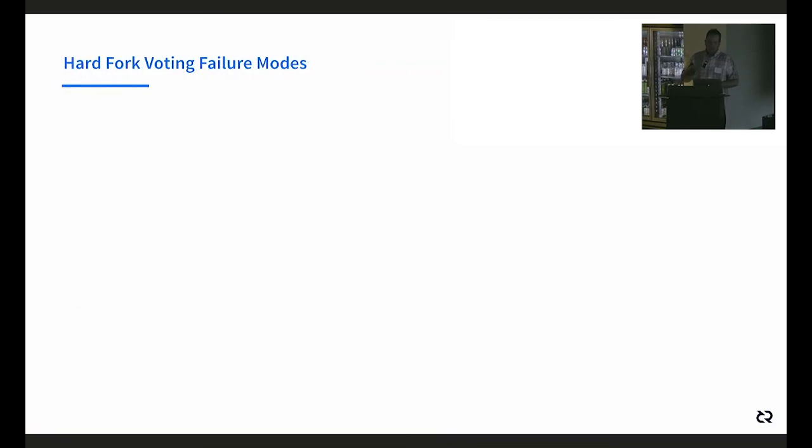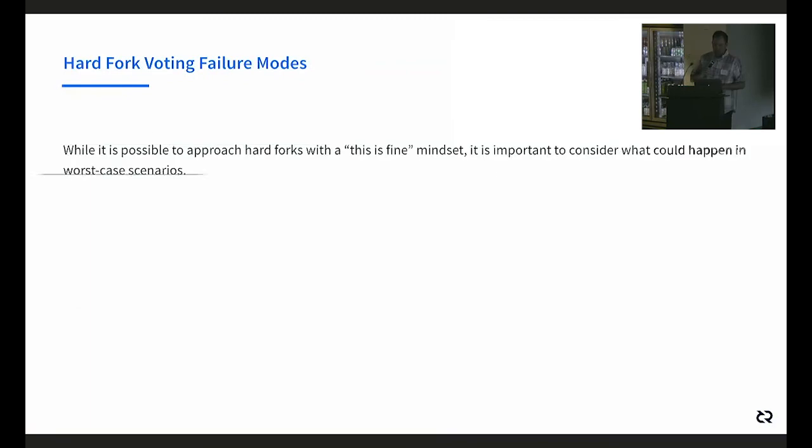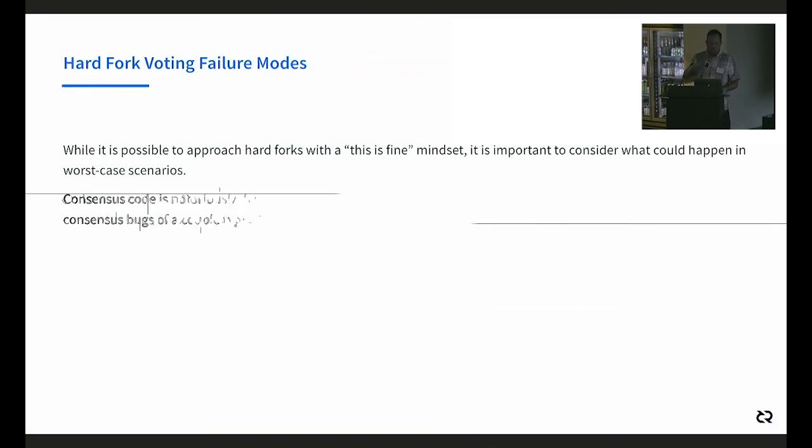Failure modes, everybody loves them. So, you can go in and go, oh, this is fine. This is absolutely fine when the house is on fire. And everyone's familiar with that comic. It's always important to think about the worst case scenarios. What can happen if things break very horribly?